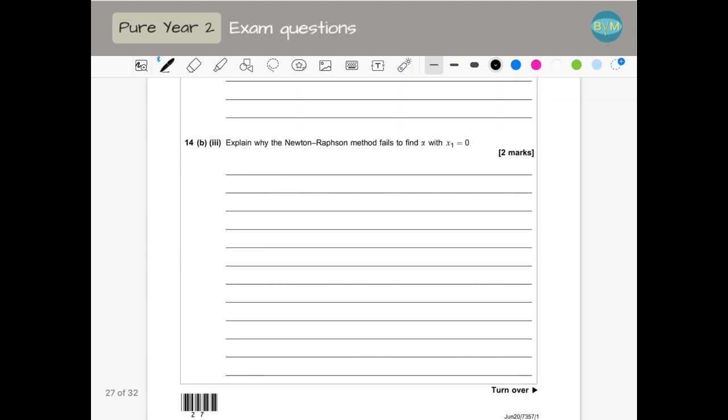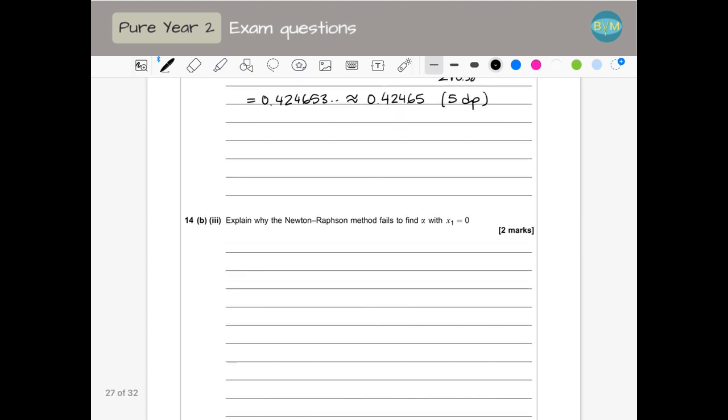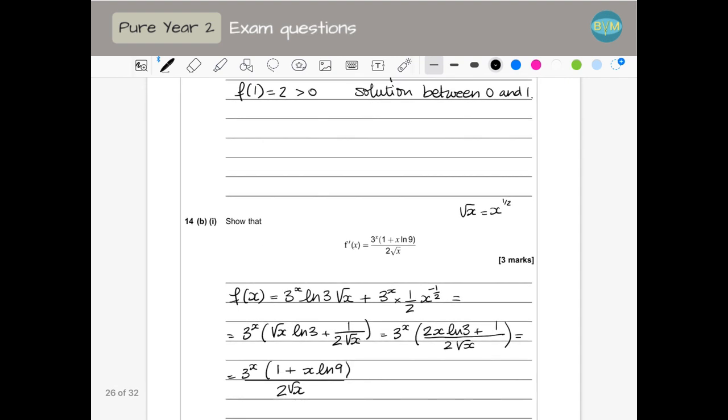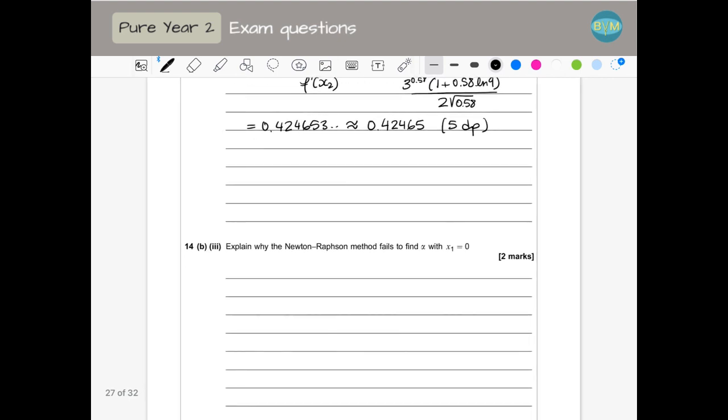And then the next part, I have to explain why the Newton-Raphson method fails to find alpha when x1 is 0. When x1 is 0, our function's derivative is not defined, because I have root 0, which is 0, so my denominator is 0. So f prime, the derivative, is not defined. So f prime of 0 is not defined.